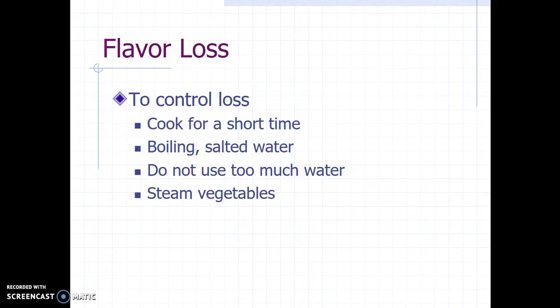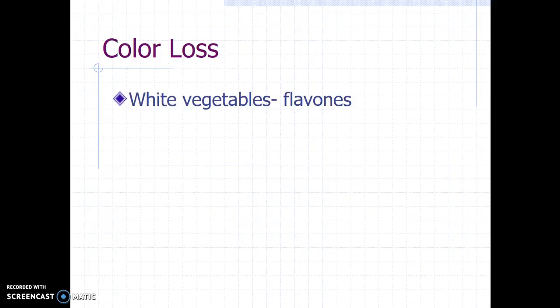Remember we talked about leeches and leaching and how I said it was like your cousin who sleeps on your couch for a little too long. That's what leaching is. Also, steaming vegetables. Steaming vegetables uses high heat for a very short period of time. And so what you're going to end up with is a vegetable that is not overcooked. It's cooked for a short period of time, and it's keeping all of its natural flavors. So that's how we control flavor loss in vegetables.